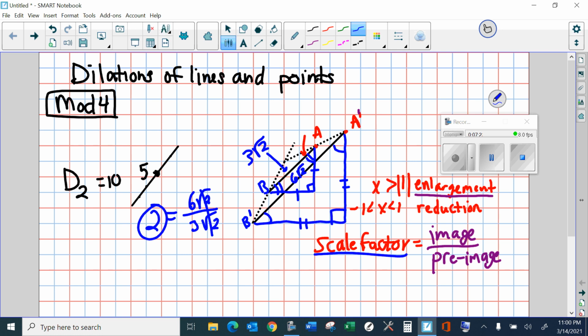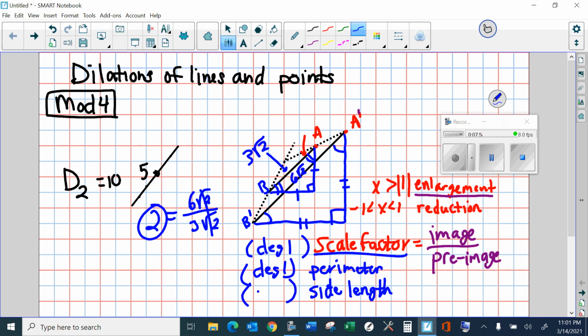Now, other words for scale factor. Scale factor is degree 1. Okay, what other things are degree 1? Well, another thing that's degree 1 is perimeter. So if they gave you the perimeters of both of them, then I could just take the image perimeter divided by the pre-image perimeter, and that's the same as the scale factor. So perimeter is another one, or just the straight side length itself. If they told you the pre-image side length was this length, and the image side length was this length, I just divide image length by pre-image length, and that's the scale factor. All those are degree 1.